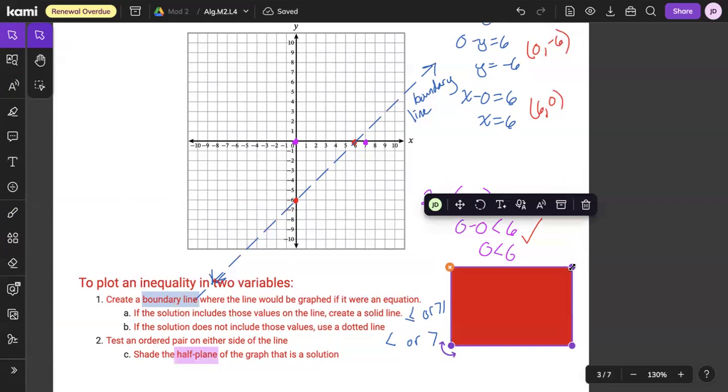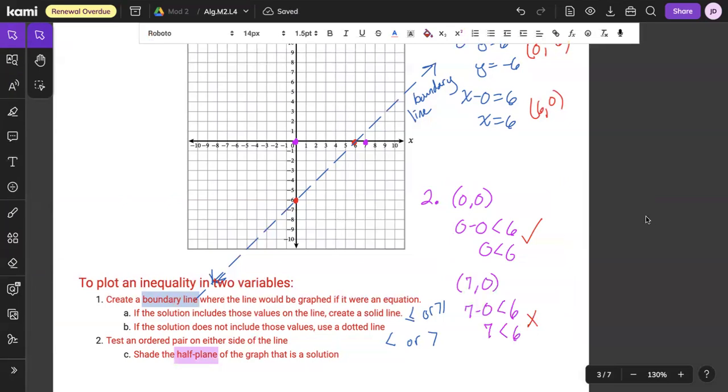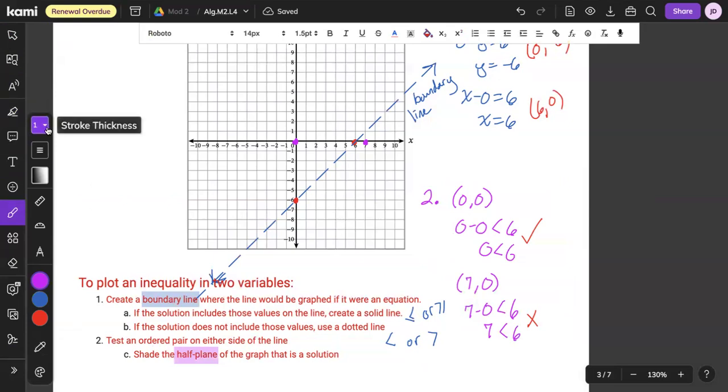So if I test (0, 0), I get 0 minus 0 equals 0. 0 is less than 6. That is a true statement. So that seems like it works. And if I use the ordered pair (7, 0), we have 7 minus 0, which of course equals 7, and 7 is not less than 6. So this tells us the half plane that we are going to take is the one that is up and to the left here.